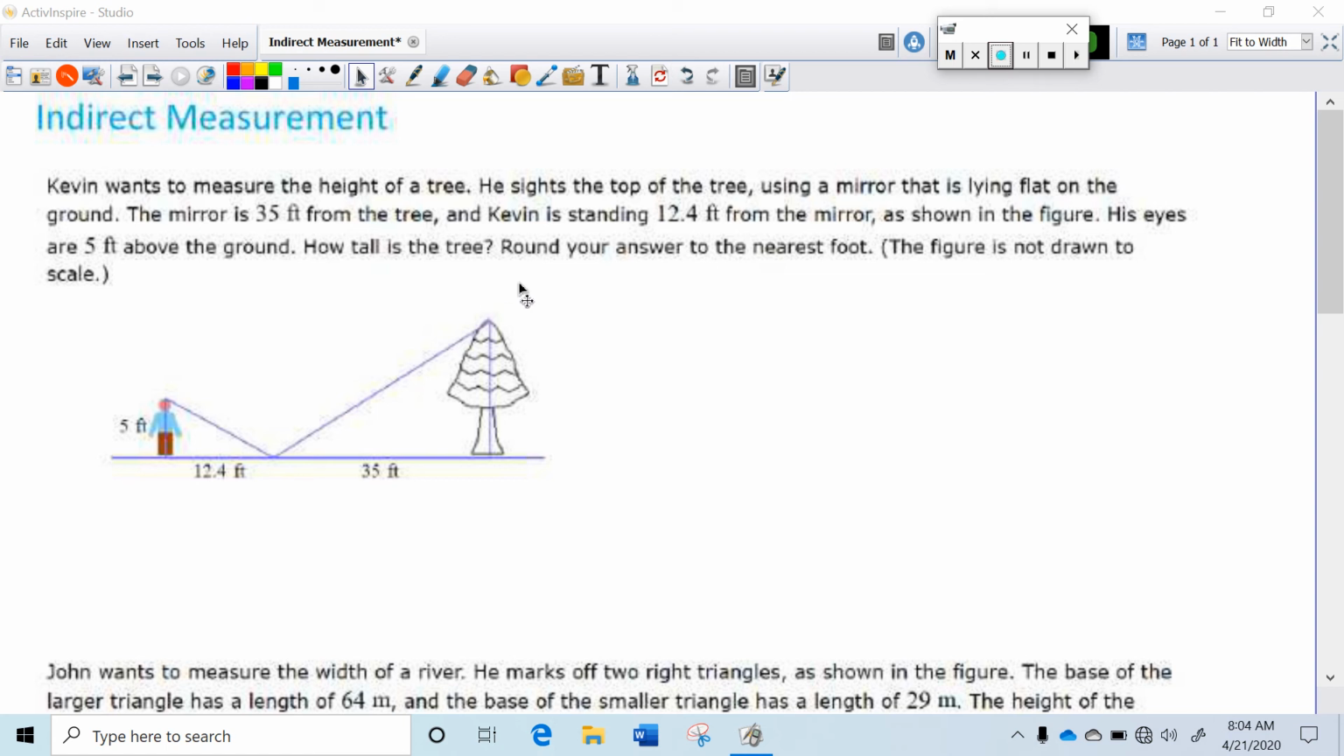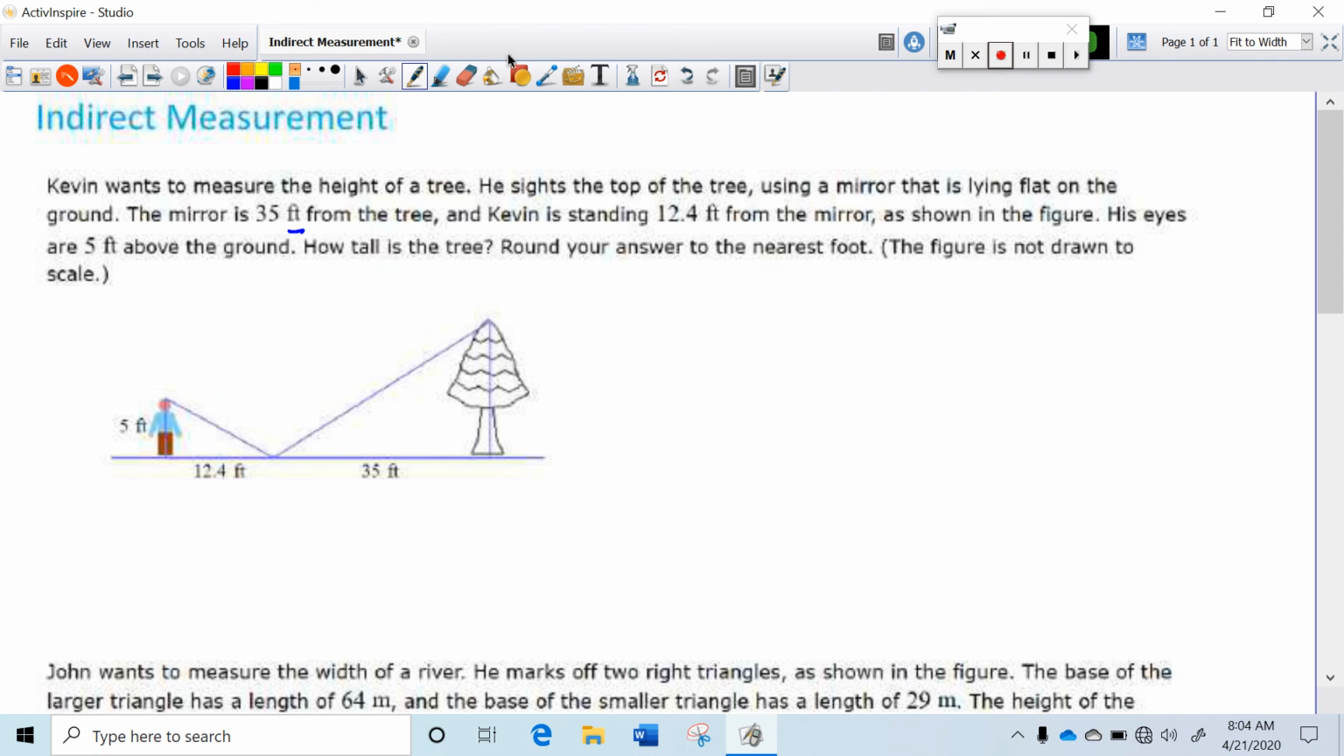He sights the top of the tree using a mirror that is lying flat on the ground. The mirror is 35 feet from the tree, and Kevin is standing 12.4 feet, we're talking about feet here, from the mirror shown in the figure. His eyes are 5 feet above the ground. How tall is the tree? Round your answer to the nearest foot. The figure is not drawn to scale.